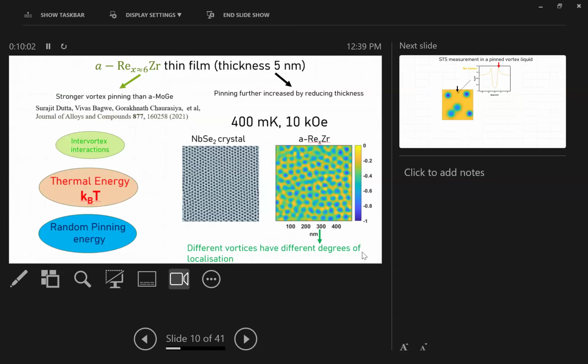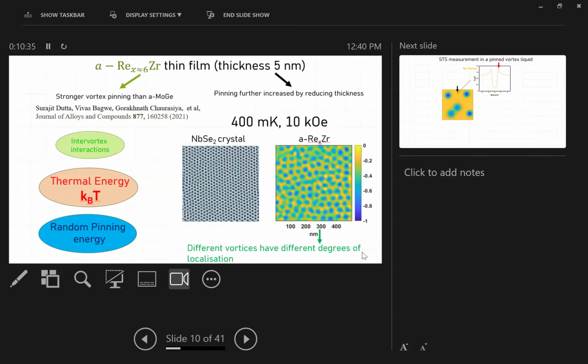What if I go to the other extreme, where the intervortex interaction becomes a secondary energy scale compared to pinning, because I increase the pinning. The way I increase the pinning is that I take another superconductor, which is amorphous rhenium zirconium. This is a new superconductor that was discovered during the COVID days in a collaboration between my group and Shungita's group. Now, here we also reduce the thickness to 5 nanometers to increase the effective pinning.